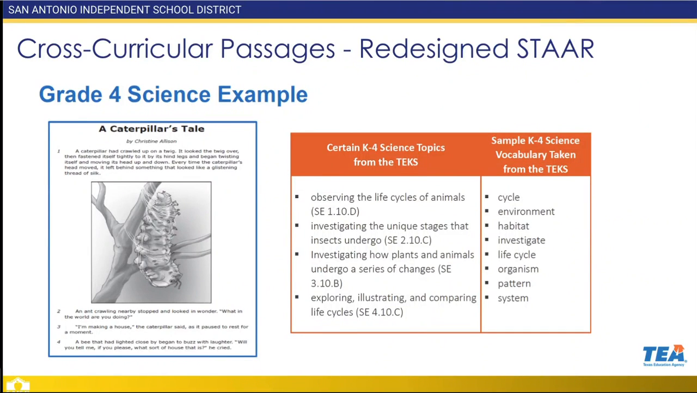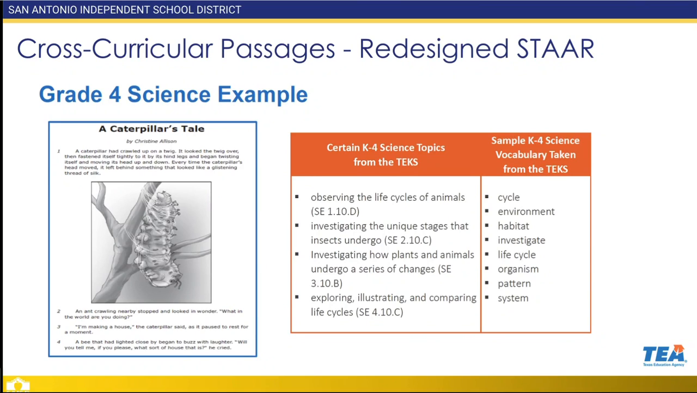One of the other changes that was discussed in Module 1 is the addition of cross-curricular reading passages within the redesigned STAAR. A cross-curricular passage is a passage that students will see and will be exposed to something that they have already learned about in other subject areas. For example, you can see a sample 4th grade STAAR reading passage about caterpillars and their life cycle titled A Caterpillar's Tale.